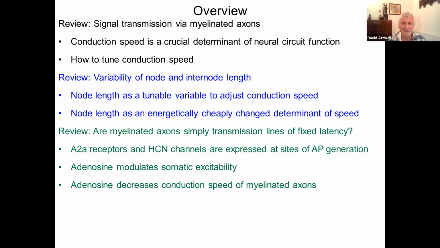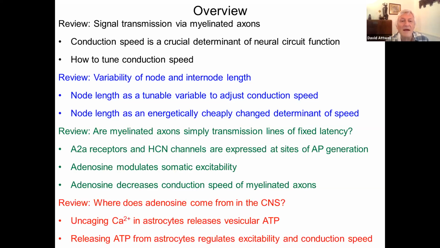Then in the last two-thirds of the lecture, I'll turn to the electrical properties of the nodal membrane and ask the question whether myelinated axons are simply transmission lines of fixed latency. I'll show you that adenosine receptors and IH channels are expressed at sites of action potential generation, show you that adenosine modulates somatic excitability and decreases the conduction speed of myelinated axons. And then I'll look at where adenosine comes from in the brain and show you that uncaging calcium in astrocytes releases ATP, and this release regulates excitability and conduction speed.